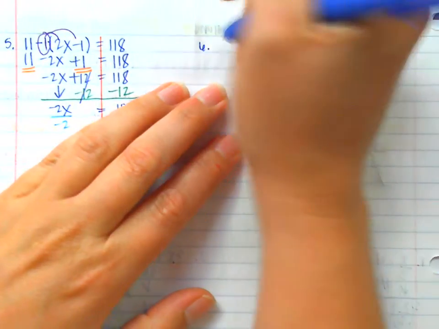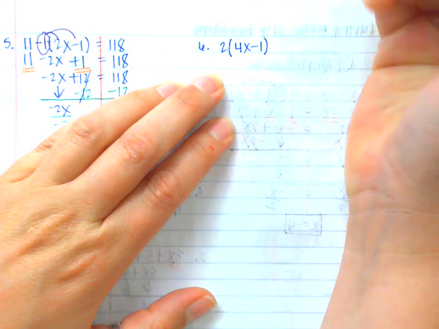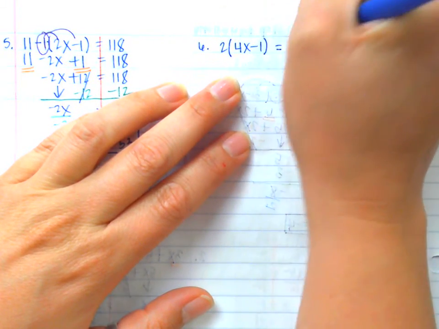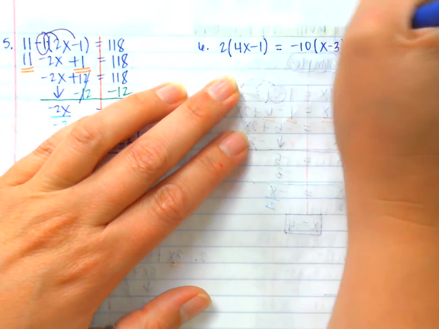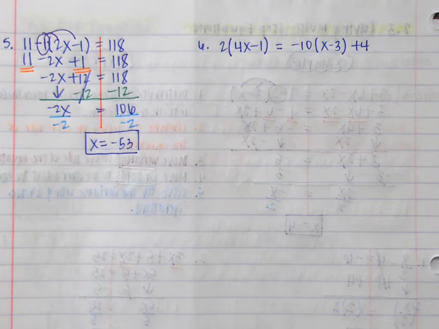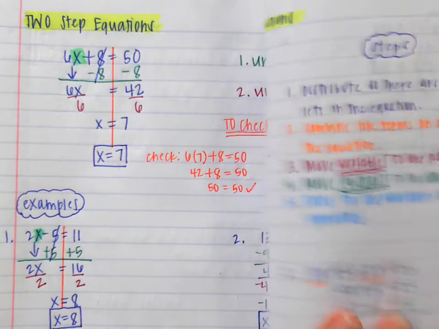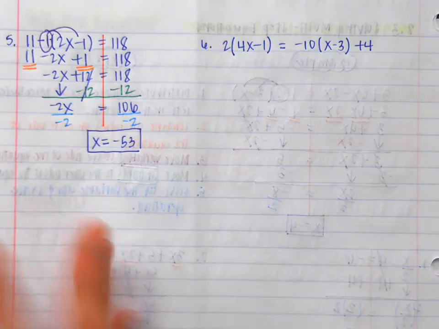Okay, so 6 is going to be 2 times 4x minus 1 is equal to negative 10 times x minus 3 plus 4. So this is kind of going back into our first one. It involves all the steps that we have. So our first step, if we go back to our steps, is to distribute so there are no parentheses. So I'm going to do that first.